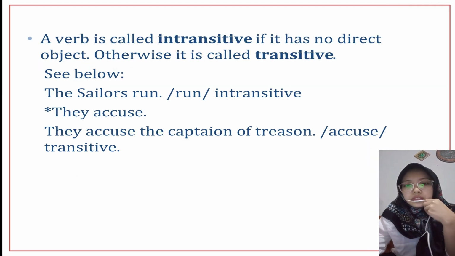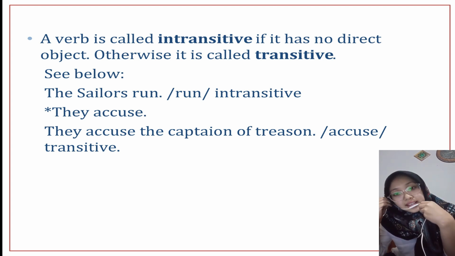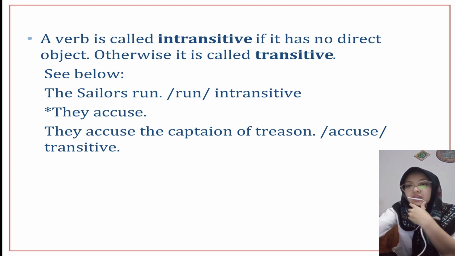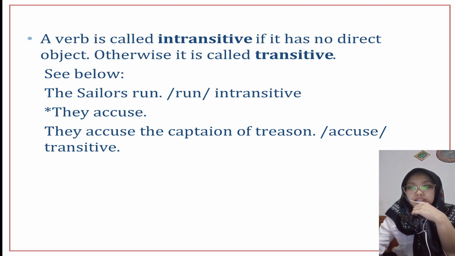After we distinguish between subject and object in a sentence in the case of accusative and nominative pronouns, now we are going to differentiate between intransitive and transitive verbs. There are two kinds of verbs, intransitive and transitive. A verb is called intransitive if it has no direct object, otherwise, it is called transitive.